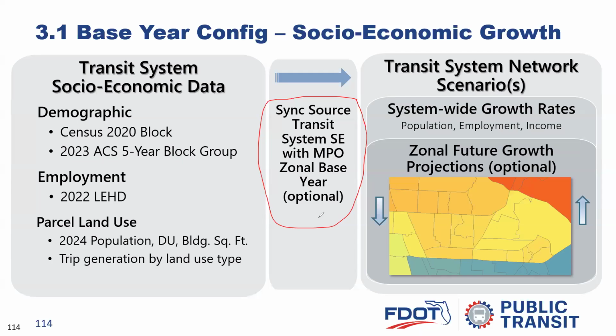If you're going to use TAZs, you don't actually have to use TAZs. You have a system-wide growth rate that you can apply. That's obviously a very generalized growth rate. But if you're building TBEST for a TDP, it's recommended that you use the transit system SE data and sync it first, and then you apply on the scenario level your zonal future year projections, so that you have the base data lined up with TBEST, and then you have your future year lined up with TBEST. That is what this is helping you do, and there are tools to help you do this.